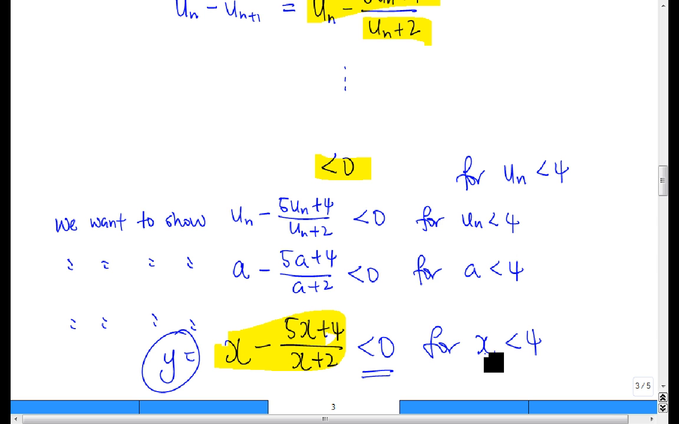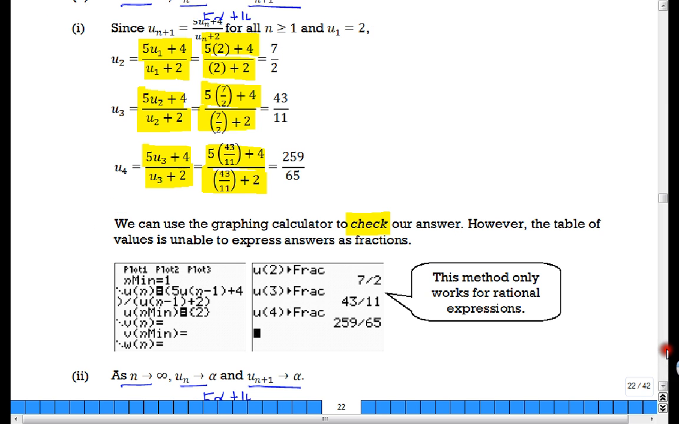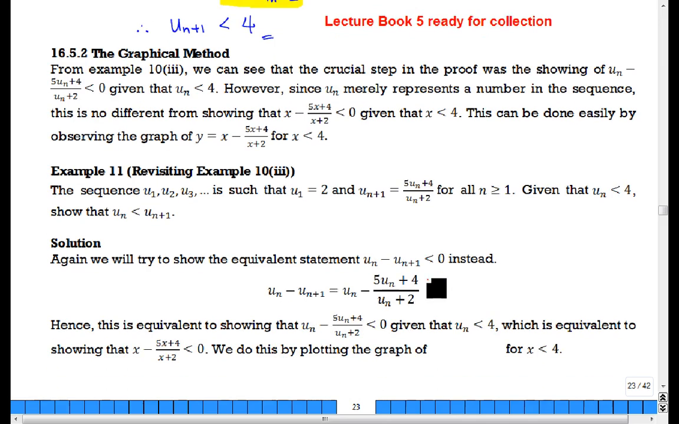Get it or don't get it? Get it? So this is what we call the graphical approach, which is in the last part of the notes, example 11. Let's take a look at example 11 now. Okay. All I have said so far are all mentioned here. That's all I said. All I have said is in that paragraph there. Because we want to show this. We actually want to show this. It is no different from showing this. Just a change in variable.